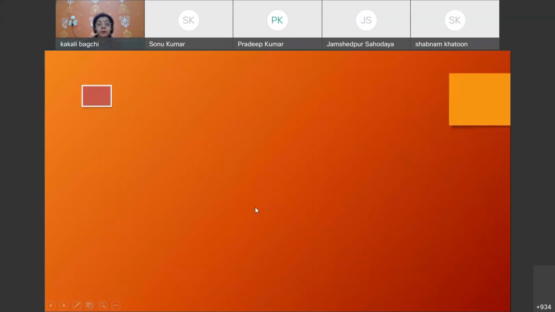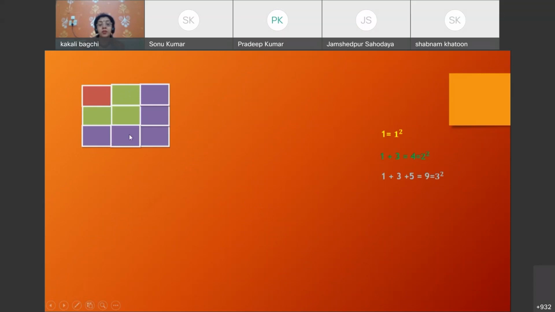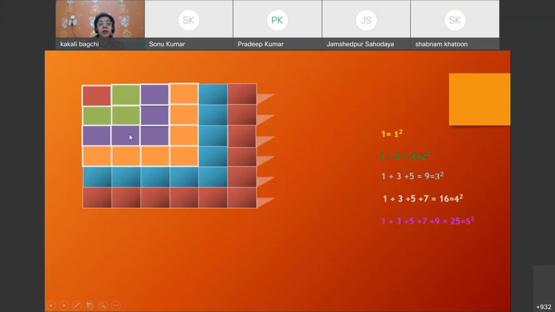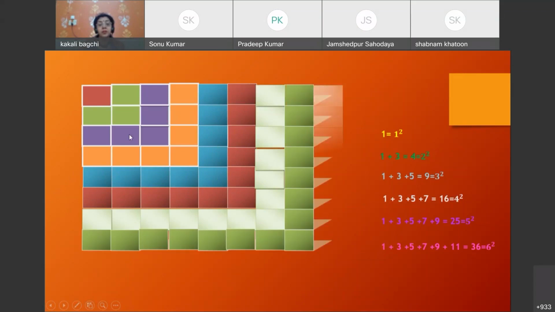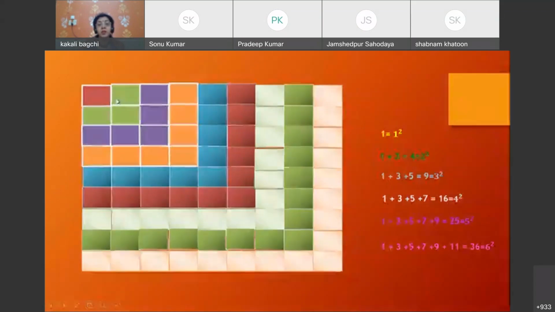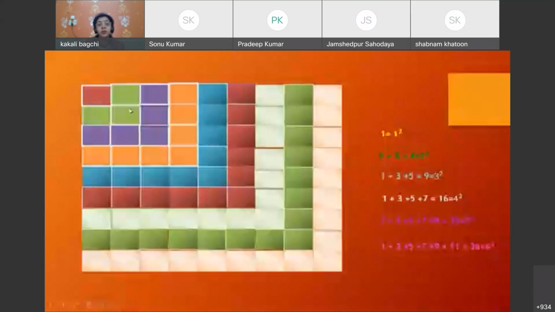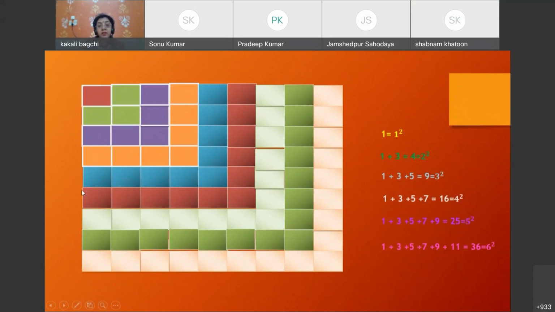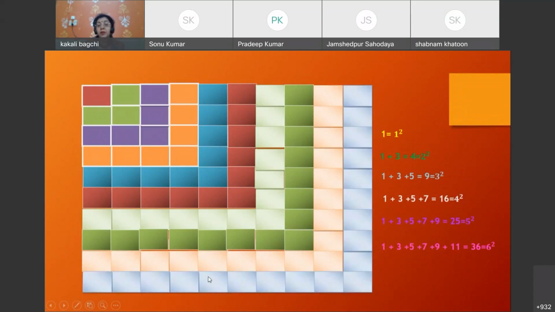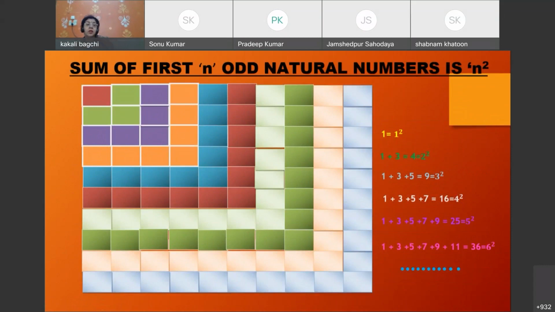What is this? 1. Now ask the child to add 3 boxes. So area is 2 square, 5 boxes. Total area 9 boxes, 3 square. Like this, let them go on adding and they will get different measurements. First 1 box, then 3 boxes, total area 2 square, then 5 boxes, total area is 9, 3 square, then 7 boxes, total area is 16, 4 square. So by the induction method, the sum of the odd numbers is n square.